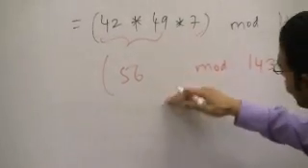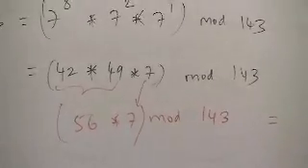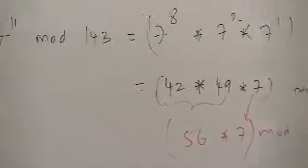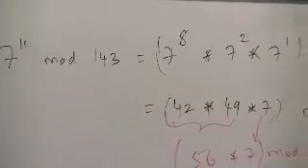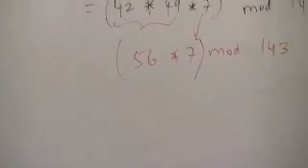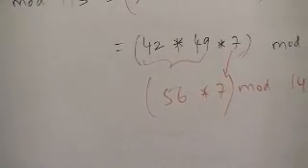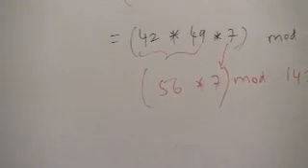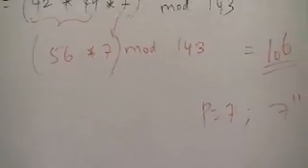And then you have the 7, right? So this is 56 times 7 mod 143. And it comes out to be what? So 392 mod 143 is 106. Right? So this is the cipher text. So what we did, we computed 7 raised to 11 mod 143. 7 was your plain text, and we computed 7 raised to this, and we got this as the cipher text.